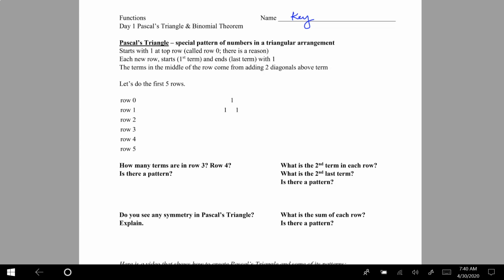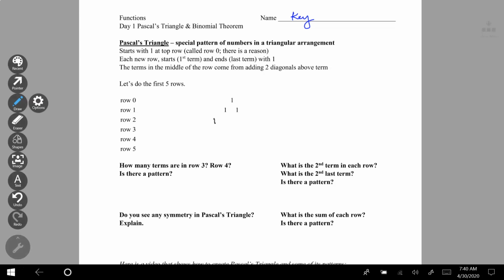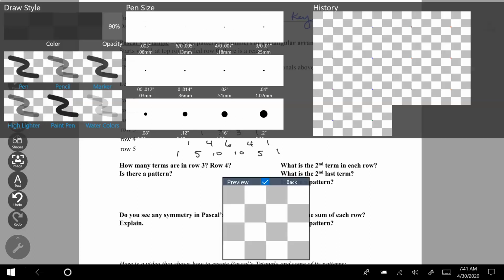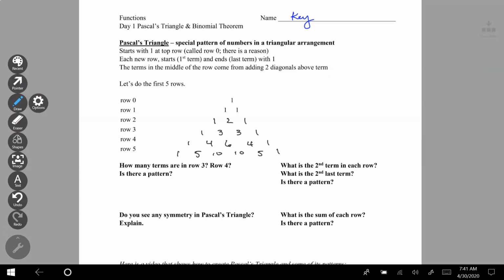So we start off with row 0, and it does start with row 0. I'll tell you why in a minute. Row 1 is 1, 1. Row 2 will be 1, 2, 1. Row 3 would be 1, 3, 3, 1. Row 4 would be 1, 4, 6, 4, 1. And row 5 was 1, 5, 10, 10, 5, 1. How do I get all those numbers in between? I add up the two numbers above it diagonally, like this, and so on and so forth.